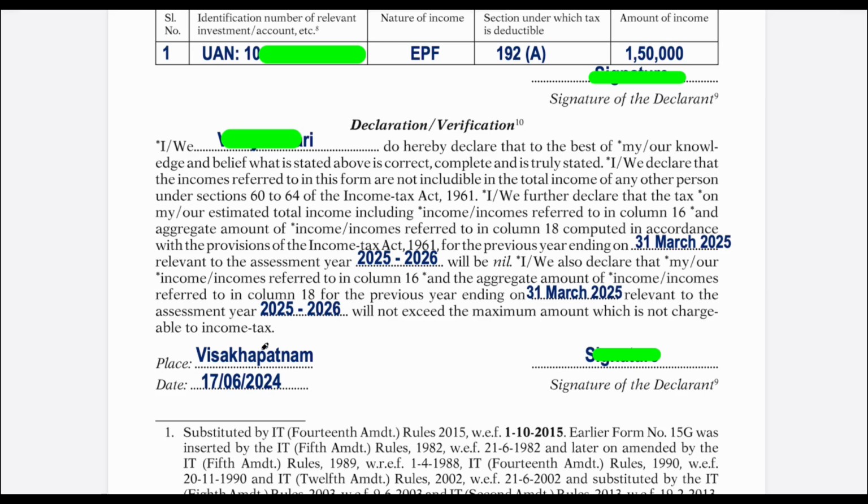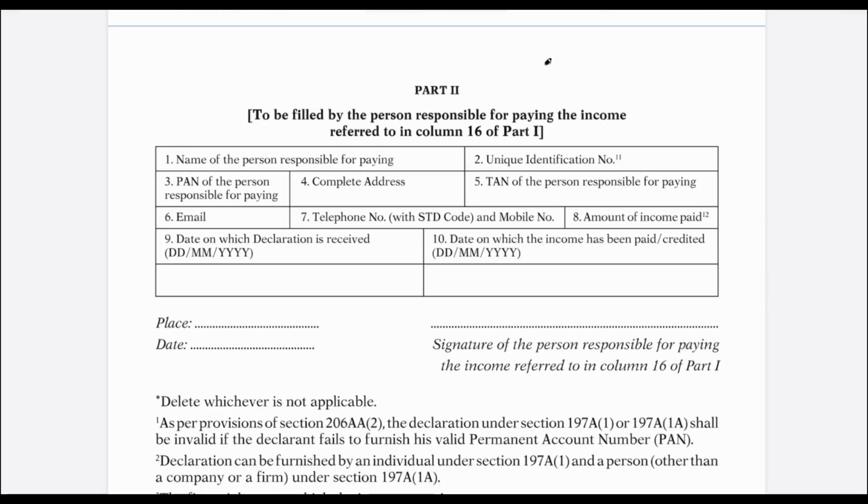Now come to the place. Here write the city name in which you are residing and mention the date on which you are withdrawing your EPF amount. Now again sign this signature field. That's it. You don't need to fill anything other than these details. You don't need to fill this Part 2 of Form 15G.